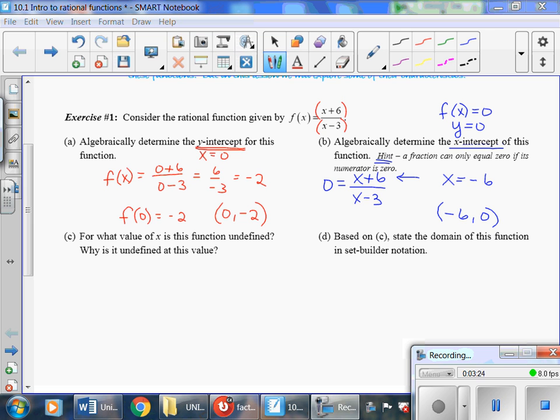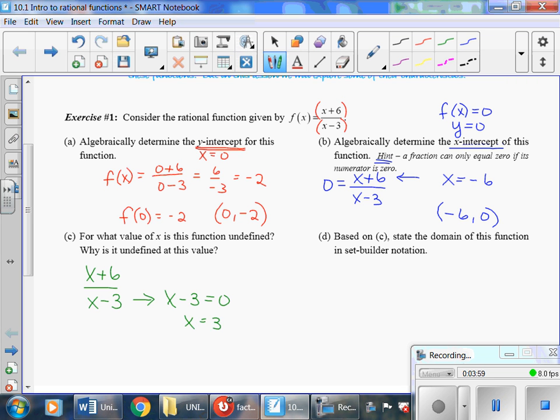C says, for what value of x is the function undefined? So why is it undefined at that value? So, I mean, I think what it's asking you to do is maybe consider putting this in your calculator and seeing where you're going to get an undefined for which x value. But very easily, we can take a look at our f of x, where we have x plus 6 divided by x minus 3. And we're going to remind ourselves that undefined is when this is equal to 0. So where is x minus 3 equal to 0? Add 3 to both sides, and x is equal to positive 3.